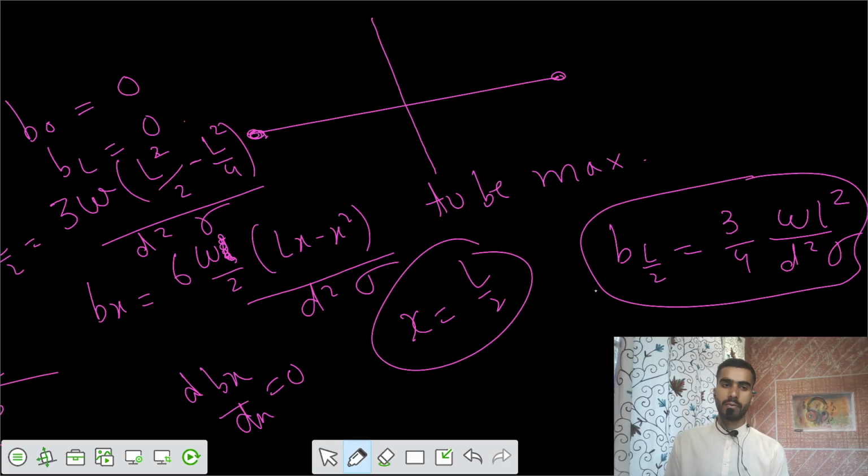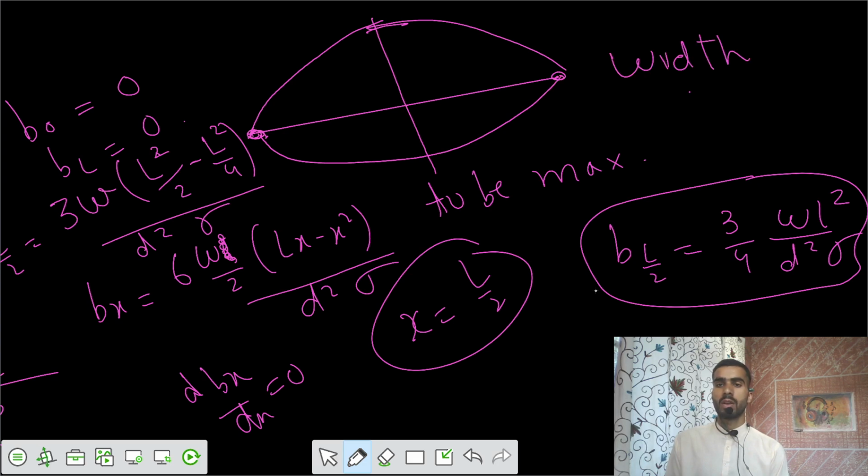The function is a parabolic function, a quadratic function. So there is a width variation in this way from the top. This is the width variation of this beam. So B max at mid.